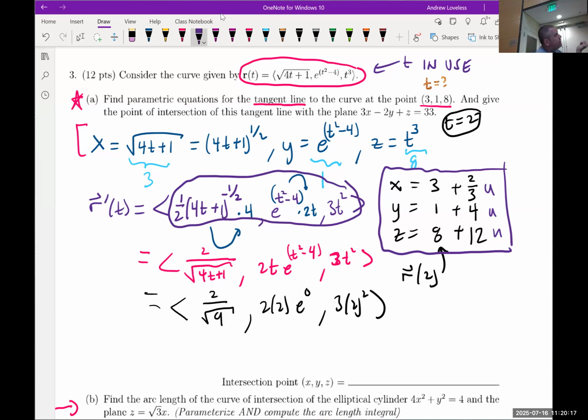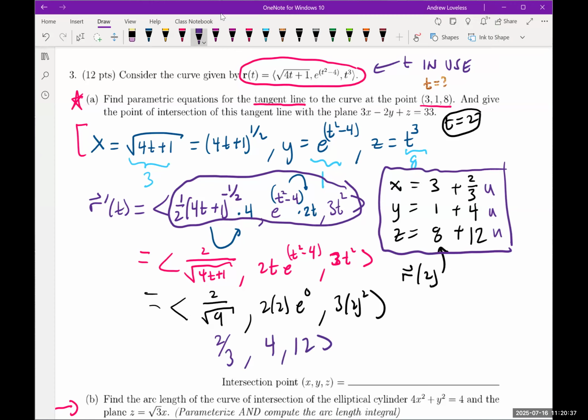Is there more to that question? Did I forget something? Yeah, go ahead, question. Katie: For the x part where you have the 2/3 u, is that, oh, that's from the other one. Okay, yeah, sorry, I got it. It's from the other one. Yeah, good question.